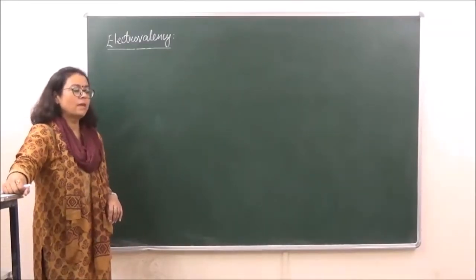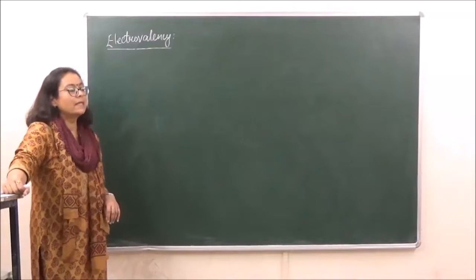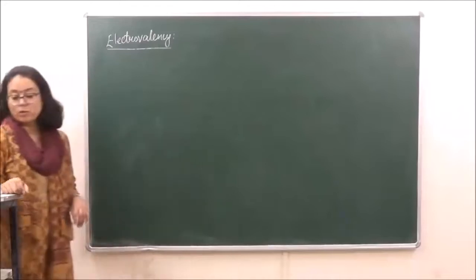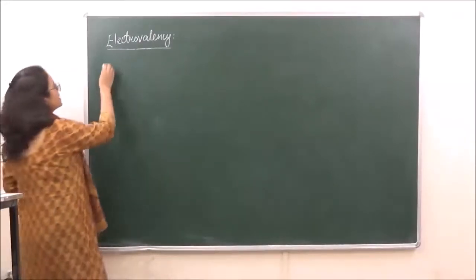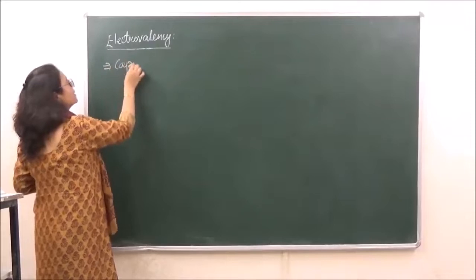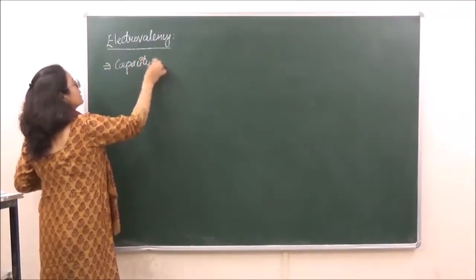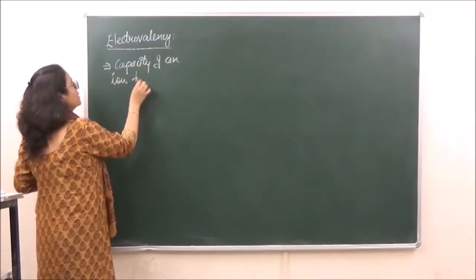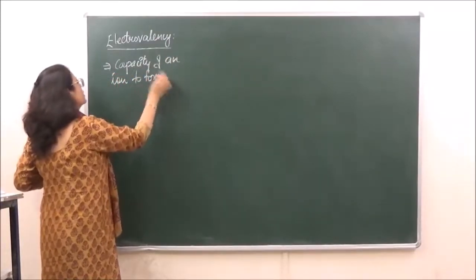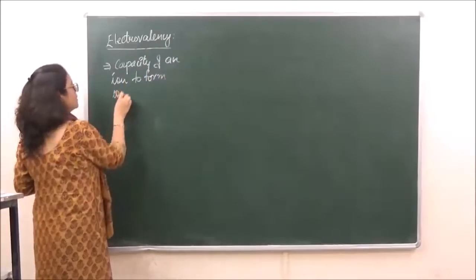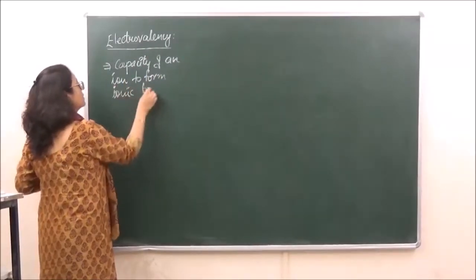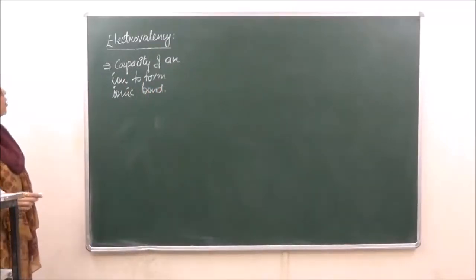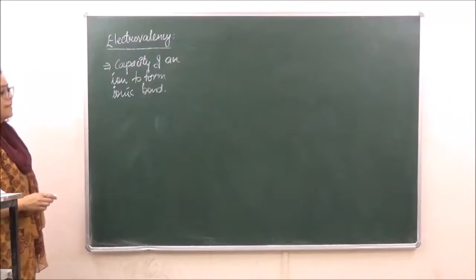Cation किस तरह से form होता है? By loss of electrons, and anion किस तरह से form होता है? By gain of electrons. Then what do we understand by electrovalency? It is the capacity of an ion to form ionic bond. ठीक है? It is the capacity of an ion to form ionic bond.